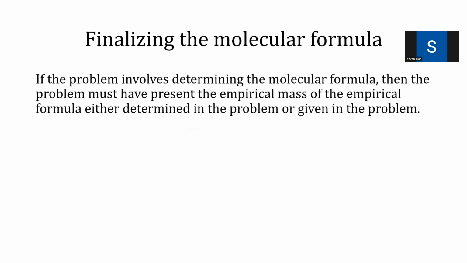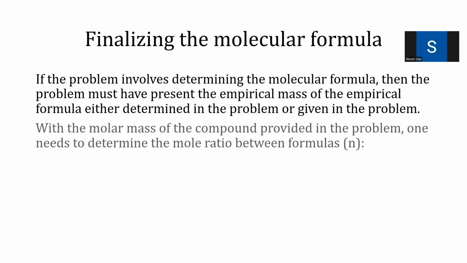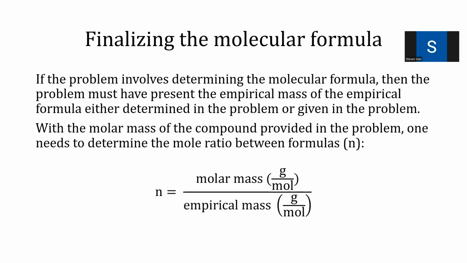If the problem involves determining the molecular formula, then the problem must present the empirical mass of the empirical formula, either determined in the problem or given in the problem. With the molar mass of the compound provided in the problem, one needs to determine the mole ratio between formulas, where one can compute this value n by taking the molar mass and dividing it by the empirical mass. The value of n is usually a whole number integer.